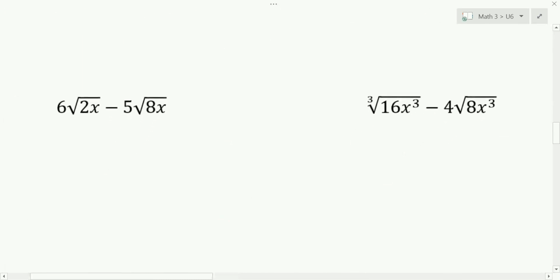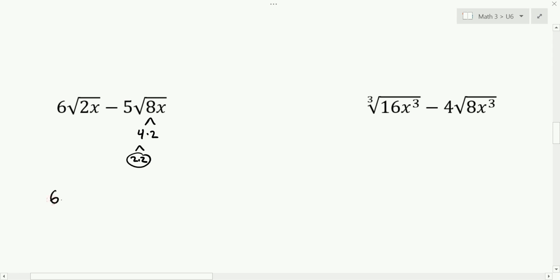So it works the same with variables as well. And I think we saw that earlier. But here, we got 6 times 2 root x. There's nothing else we can simplify in that first part. And then 5 times the square root of 8x. Well, that 8 we can break up to 4 times 2. 4 is 2 times 2. So there's a couple 2's we can take the square root of.